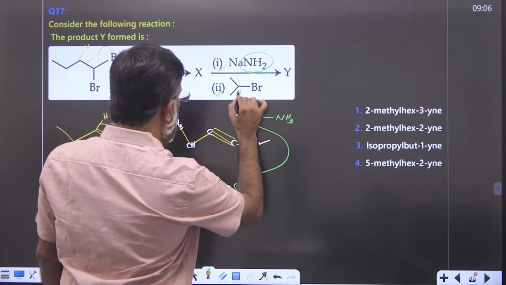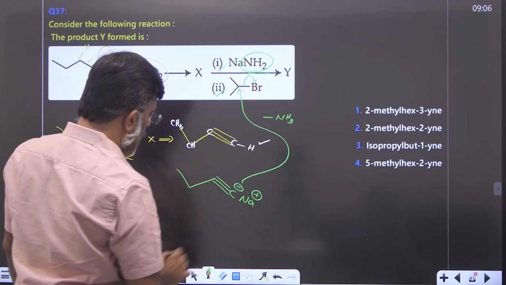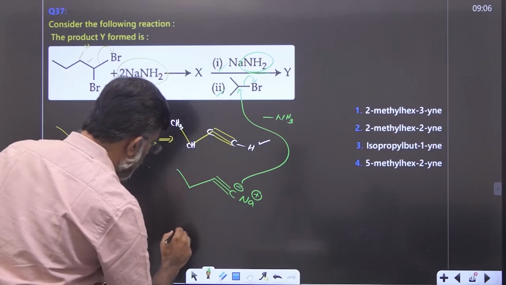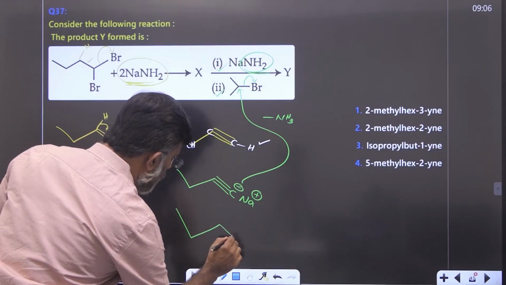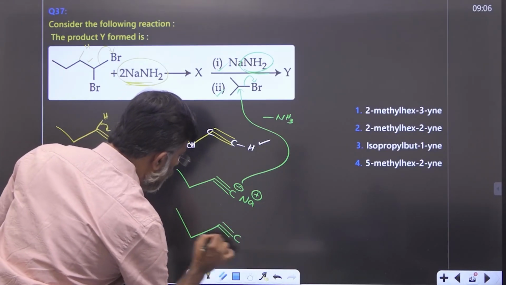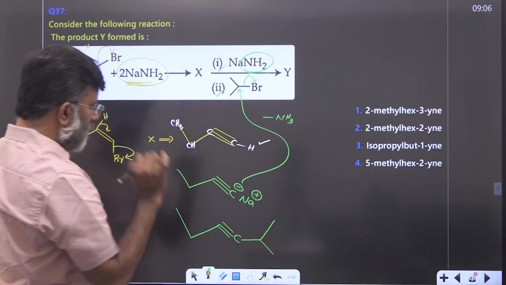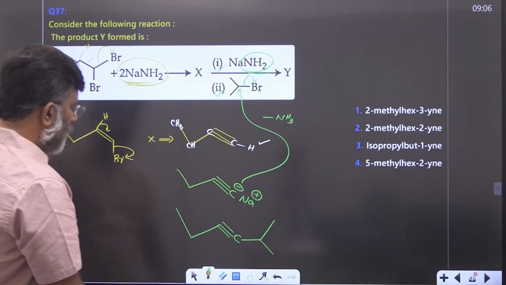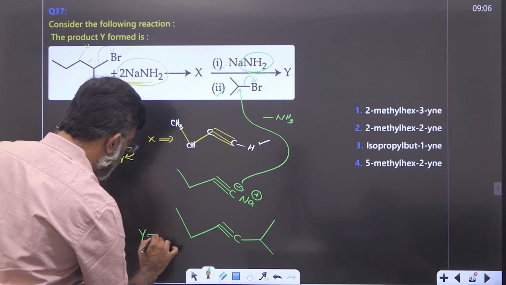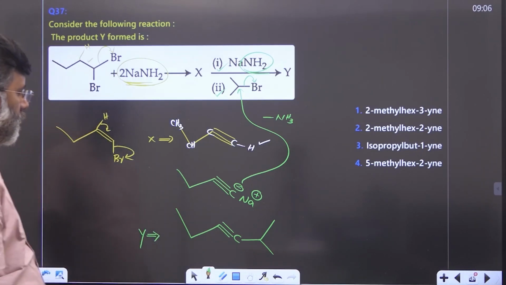This will attack, and the result is going to be like this, and that is interacting like this. This is the product. This is the final product Y.